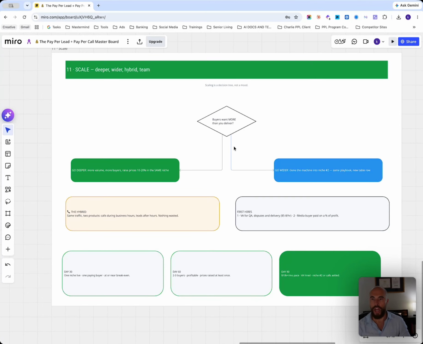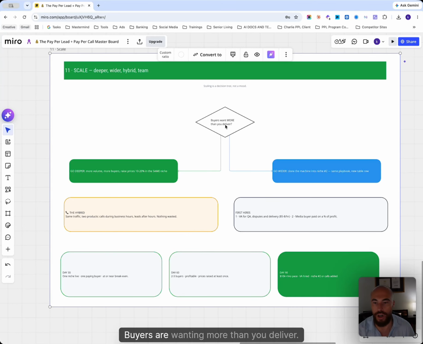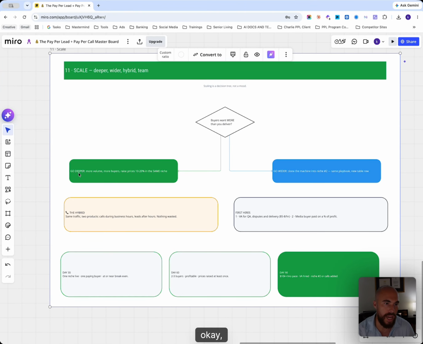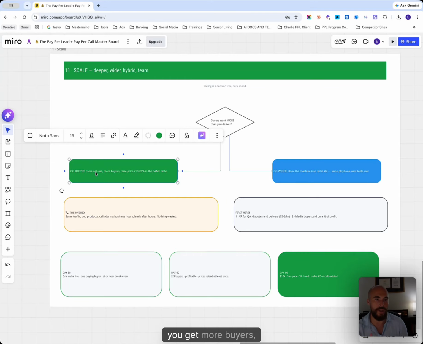When people are like, let's scale, bro, it's like, okay, what does that actually entail? Well, buyers are wanting more than you deliver. Well, okay, boom, you go to this decision where you send more volume, you get more buyers, and you raise your prices 10 to 20% in the same niche.